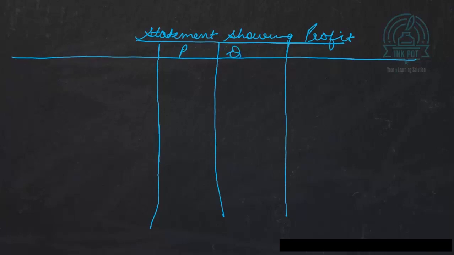Now we know that the total cost of finished stock, we just calculated the value of finished stock, which is 5,32,000 for P, and for Q it was 2,97,000, right? Now we are left with general expenses.